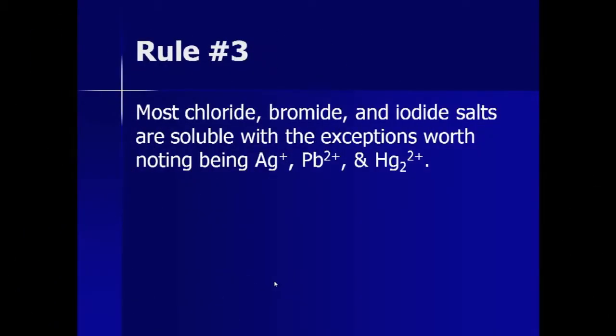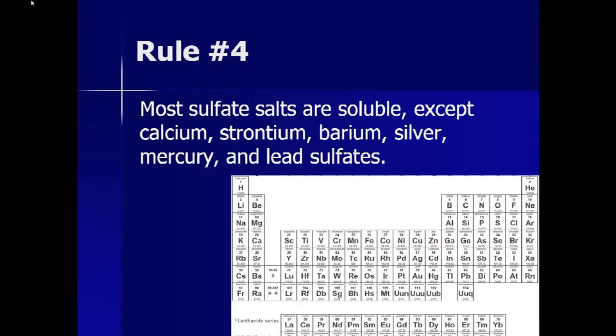Rule number 3. Most chloride, bromide, and iodide salts are soluble, with the exceptions worth noting being silver, lead, and mercury ions. Notice I didn't include fluorides. That little electronegative guy can be quite grabby when it comes to ions. Rule number 4. Most sulfate salts are soluble, except calcium, strontium, barium, silver, mercury, and lead sulfates.